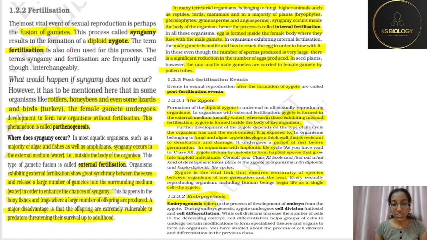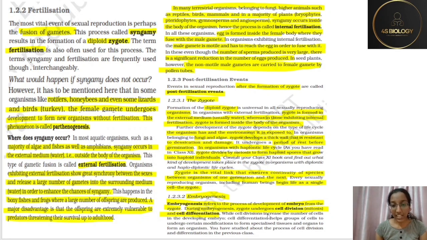Next, embryogenesis. Embryogenesis refers to the process of development of embryo from the zygote. After zygote, the embryo forms. During embryogenesis, zygote undergoes cell division, mitosis and cell differentiation. Two processes, this was asked in boards. Two processes involved in embryogenesis: cell division and cell differentiation.